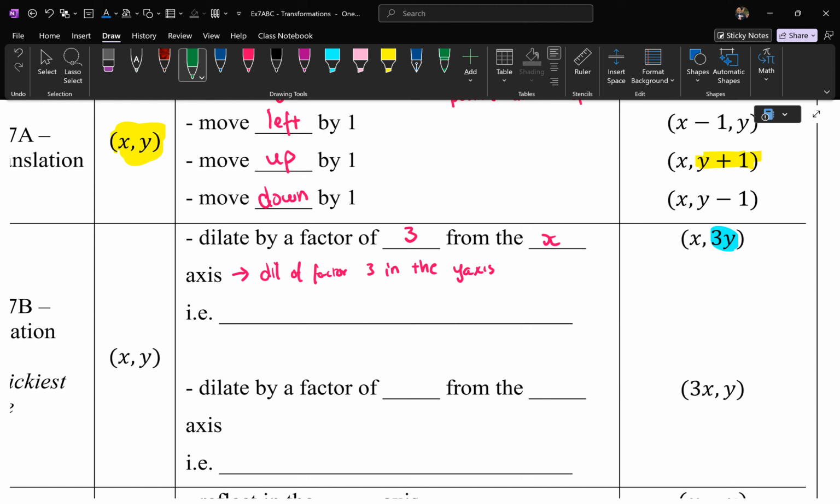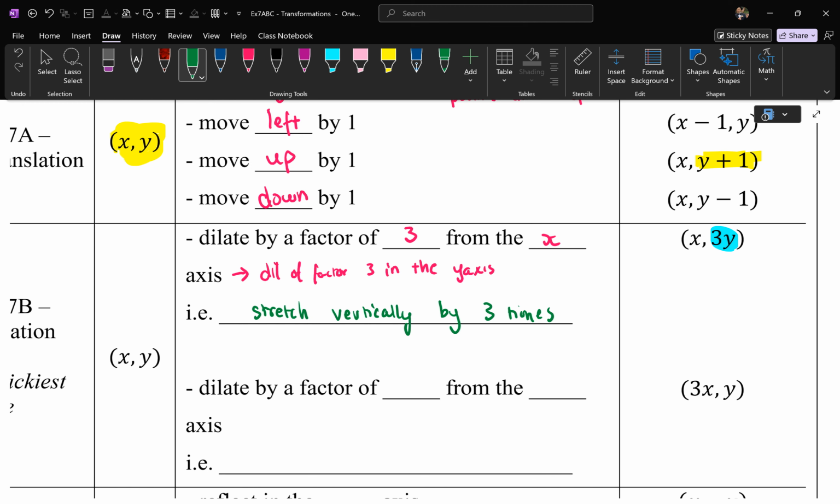All I'm saying, that line there, "dilate by a factor of 3 from the x-axis," just means stretch vertically by 3 times. That's what it actually means. Okay, so when we say dilate, it means stretch. Factor of 3 is the 3 times, but from the x-axis, because you're multiplying the y values, that's actually a vertical stretch. Okay, that's what it actually is.